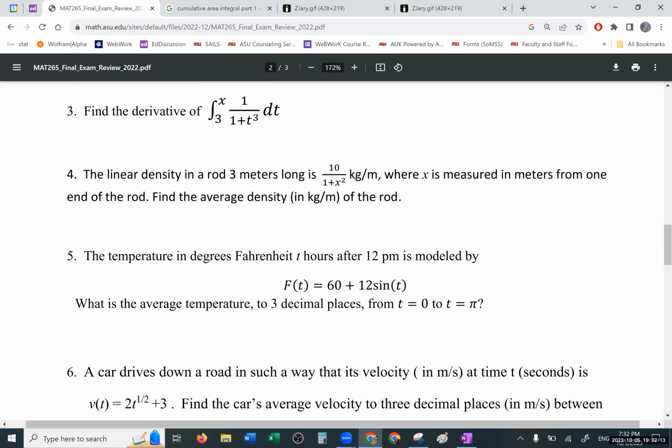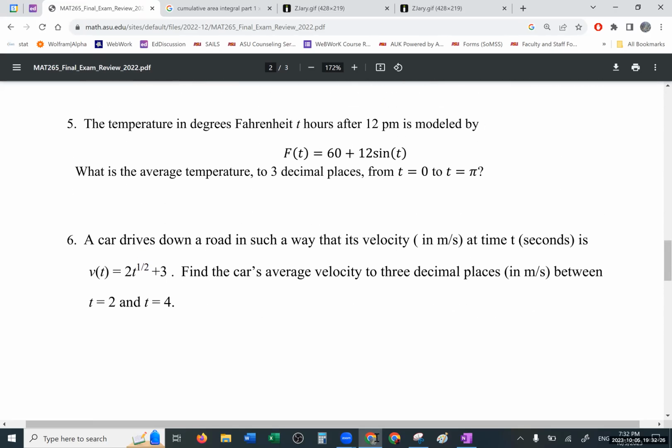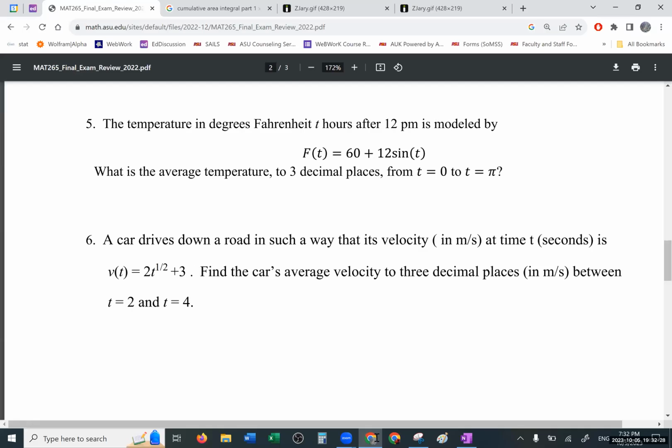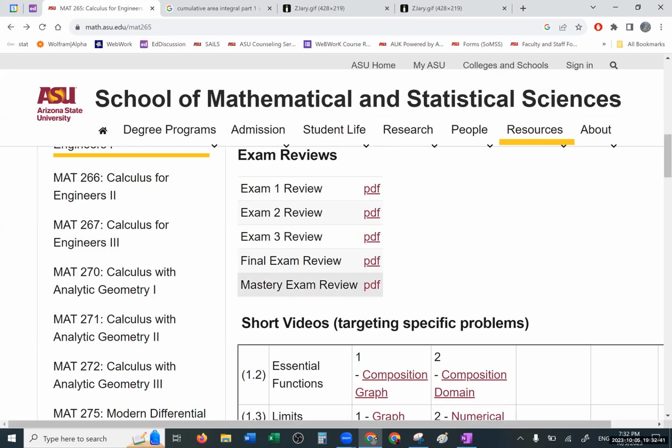Average. Average means what? Integral of the function, but then don't forget to divide by the length of the interval. I usually do it right away, or else I'll forget to. 1 over pi minus 0 in this case, and it's going to be the integral from 0 to pi for this problem number 5. And we did velocity from 2 to 4, integral of this function v, and also 1 over 4 minus 2. That is the last chapter.